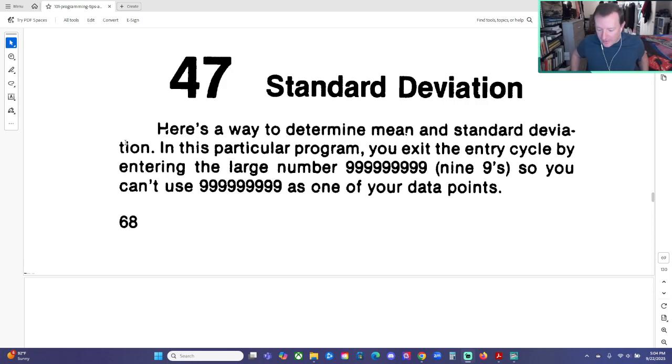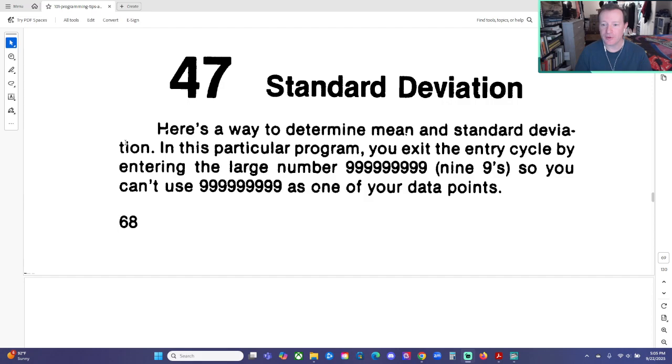I am working my way through an old TI Basic programming book, 101 Programming Tips and Tricks for the Texas Instruments TI-99 4A home computer by Len Turner. I am working my way through all 101 programs, and we're up to program number 47, one for you math folks out there, math students, math teachers, math enthusiasts: standard deviation. Here's a way to determine mean and standard deviation.